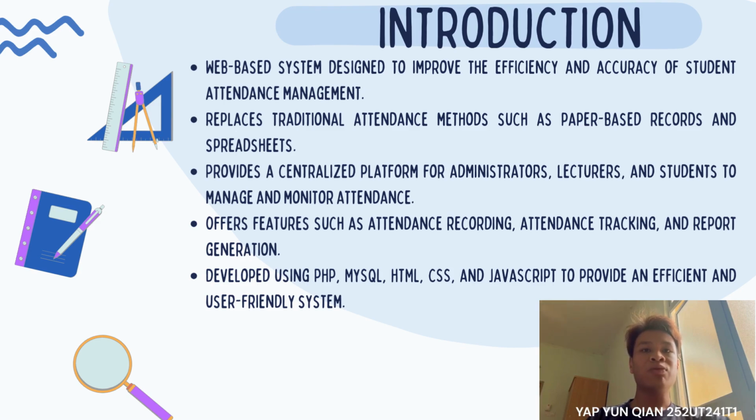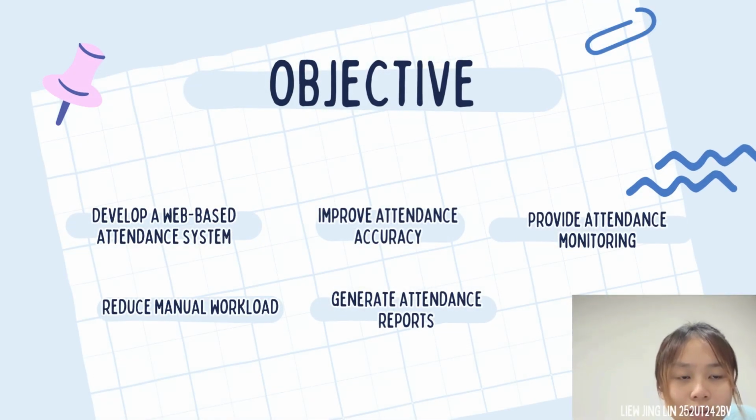To develop this system, we use web technologies such as PHP, MySQL, HTML, CSS, and JavaScript to create an efficient and user-friendly system. The main objective of this project is to develop a web-based online student attendance management system that can improve the efficiency and accuracy of attendance management. Instead of using manual attendance sheets or spreadsheets, this system allows attendance records to be stored and managed digitally. This helps reduce human errors, duplicated records, and missing attendance data.